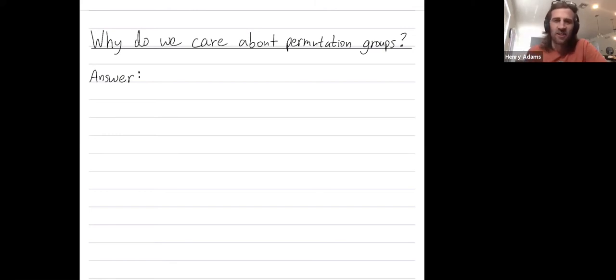Hey folks, I want to explain why you should even care about permutation groups. Why am I teaching you how to multiply things? Why am I teaching you how to put things in cycle notation? The answer, I think, is quite good.